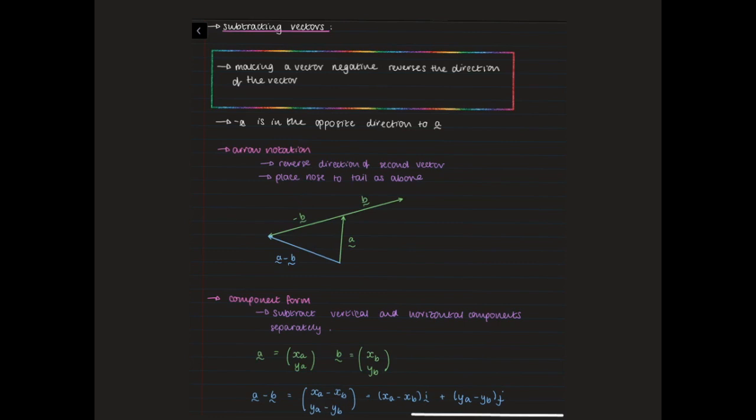If we have our vectors drawn in arrow notation, we just reverse the direction of the second vector, place the vectors nose to tail, and draw the resultant vector. If the vectors are written in component form, then we need to subtract the vertical and horizontal components separately.